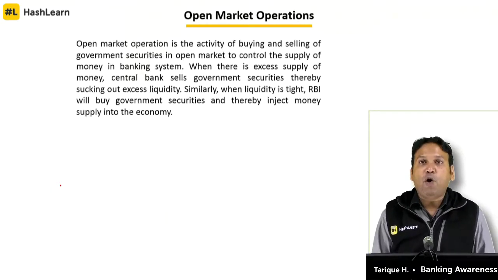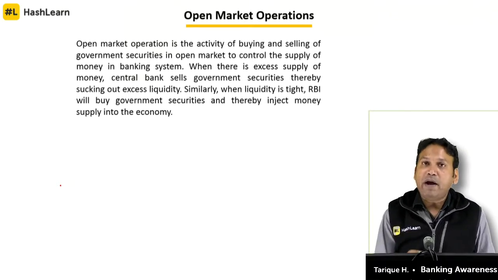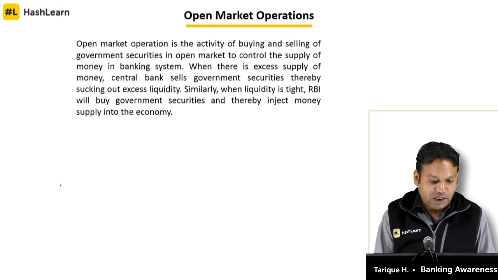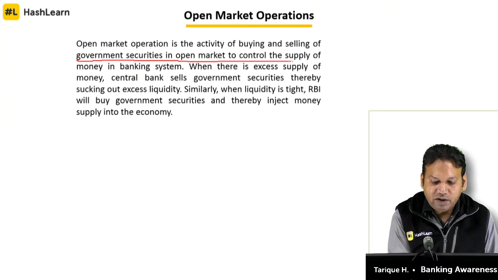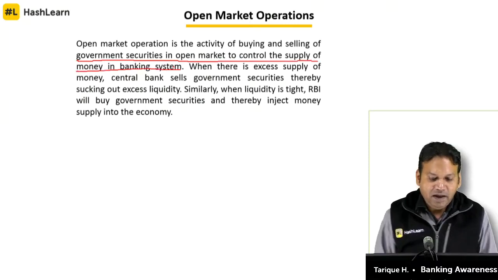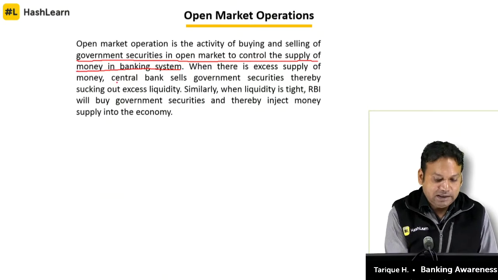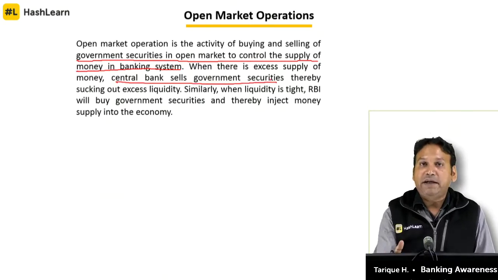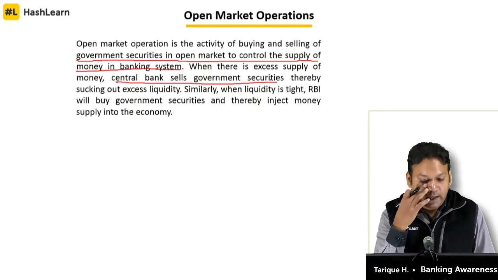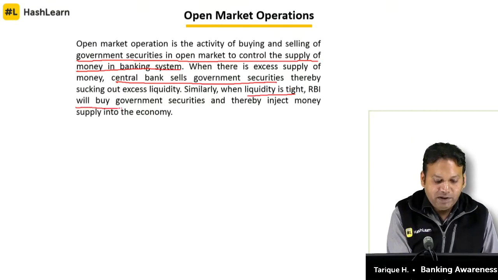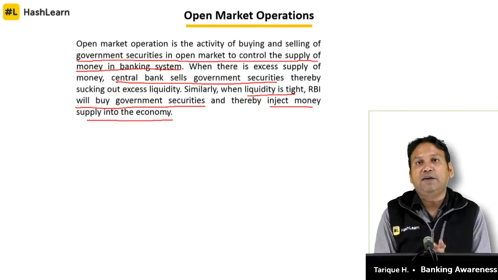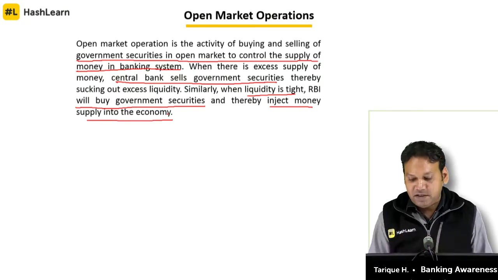Now what are the open market operations of RBI? Now this is something that is studied more in detail when you study finance. Now in open market operations RBI deals with government securities. So this is an option where RBI can sell government securities in open market to control the supply of money in banking system. When there is excess supply of money, central bank sells government securities, thereby taking away liquidity from the market. Okay. And when liquidity is tight, when there is less liquidity in market, RBI will buy government securities and thereby inject money into the economy. Also through selling the government securities RBI can create money for the government.